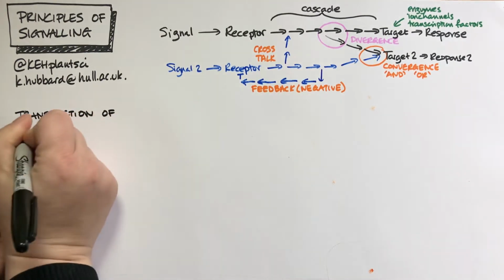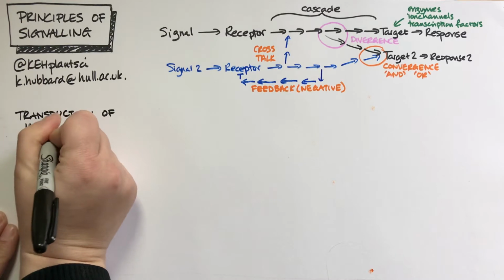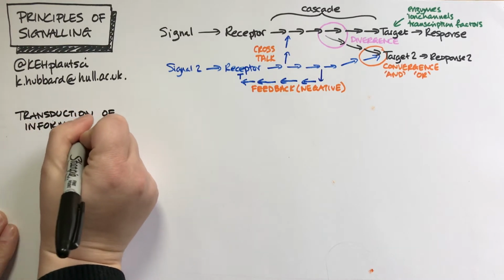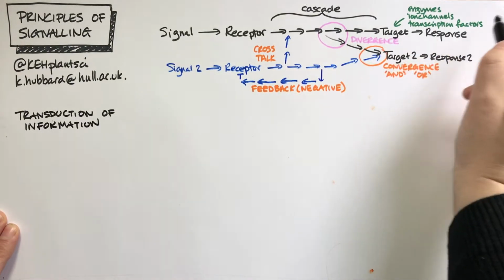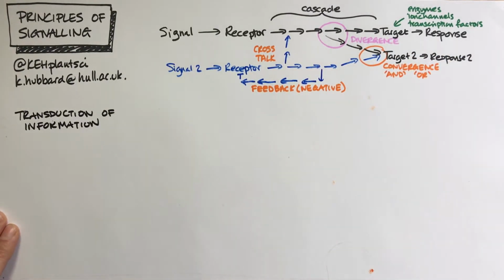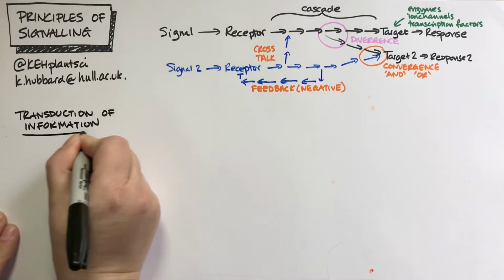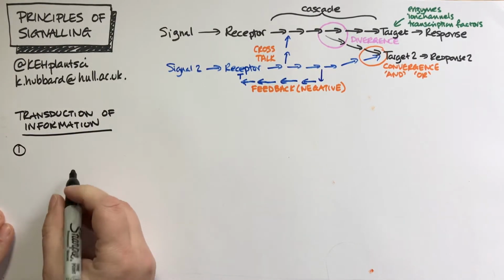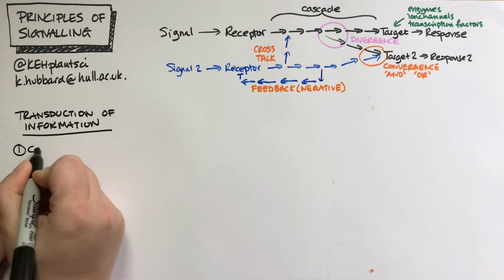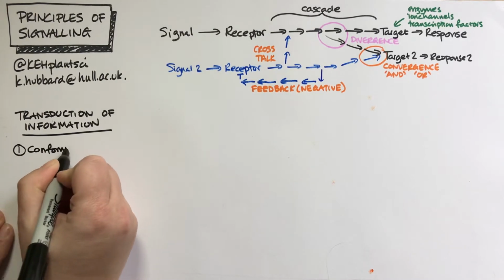So the next thing we need to think about is transduction of information, because each of these steps is one protein activating another protein, or sometimes it's non-protein as well. And there are two main mechanisms by which one protein can activate another. So one is through what we call conformational change.